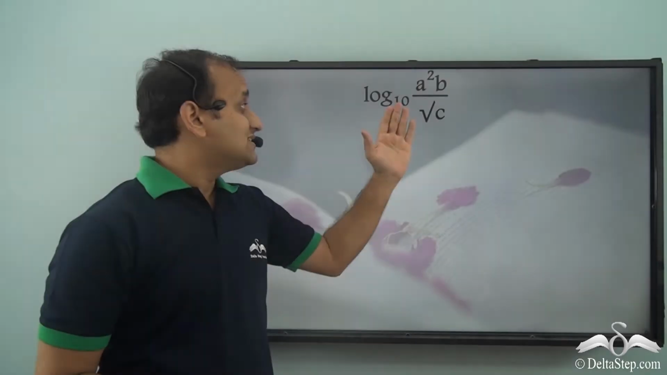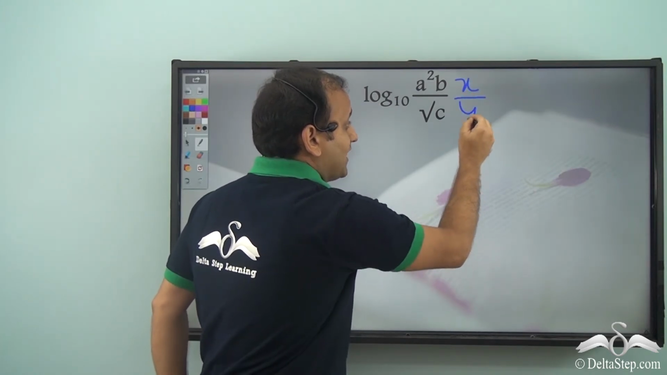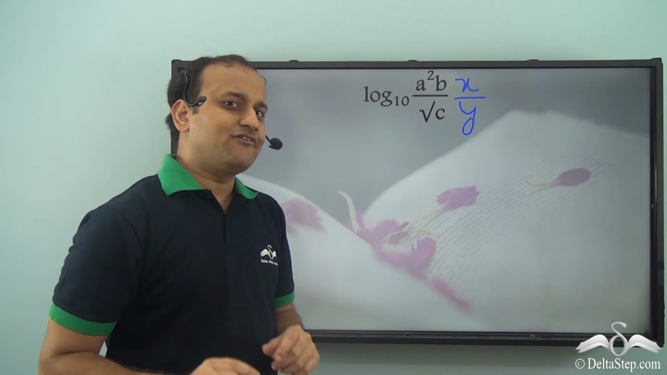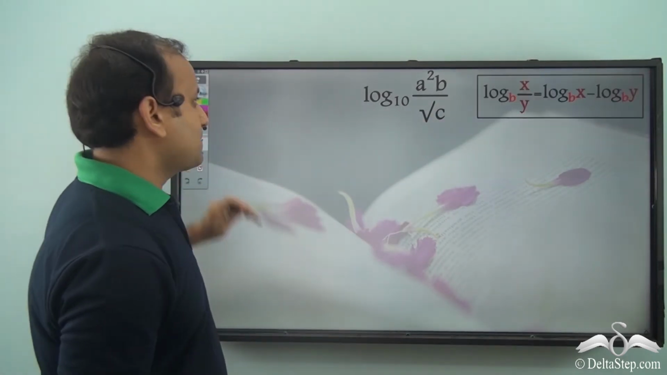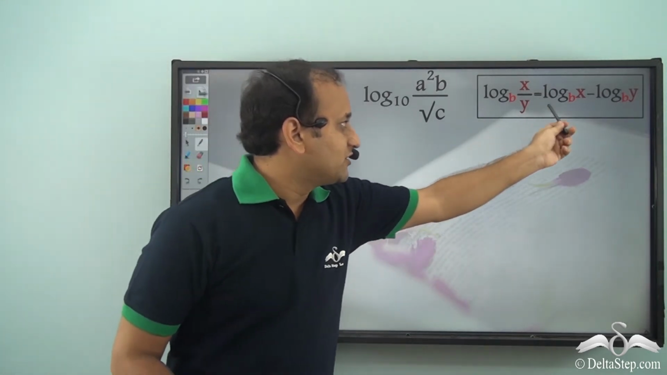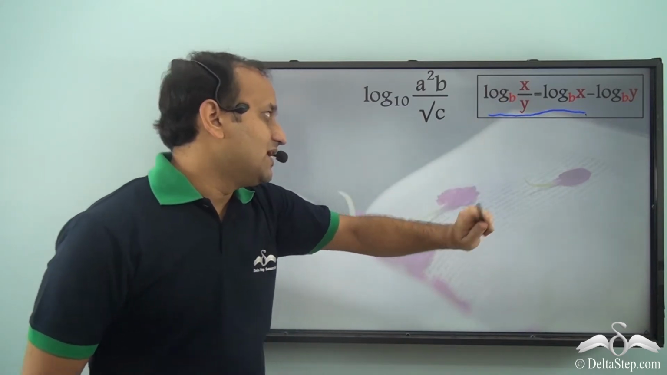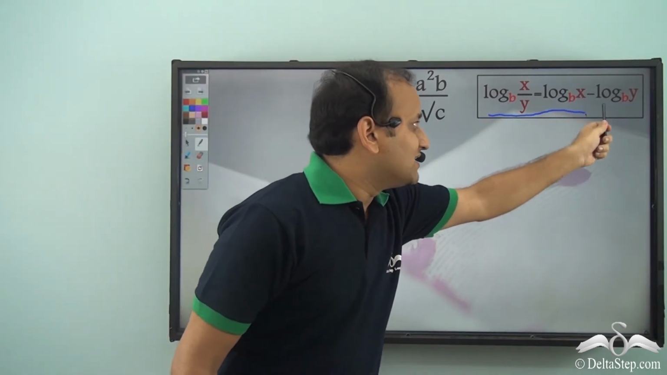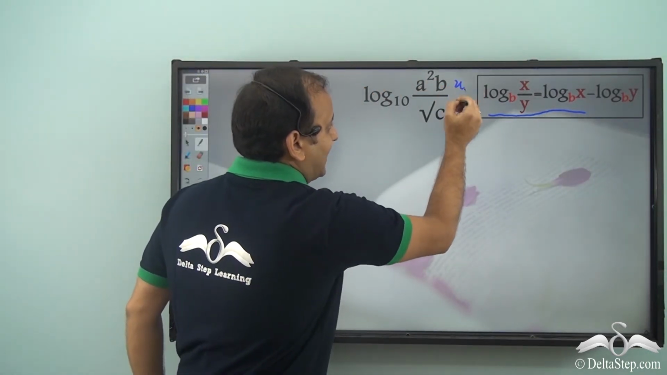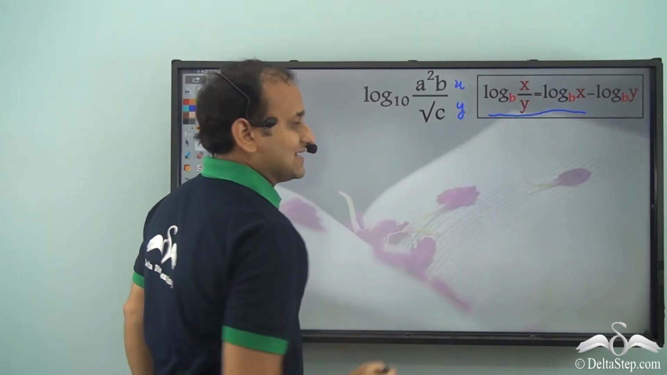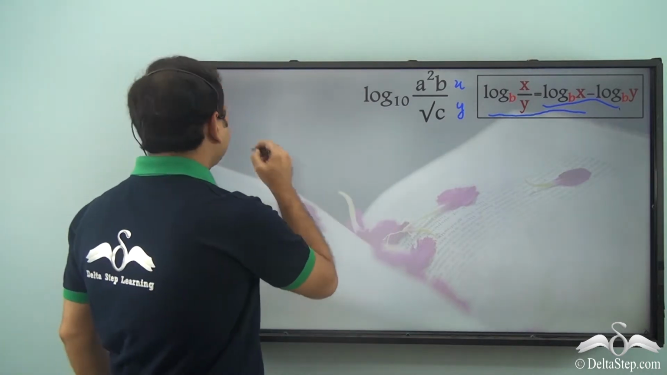Let's see. Do you think this is in the form of x by y? Isn't it? So do we have a law which has this form? Yes, we have. So this can be written as this particular form, which is the quotient law of logarithm. That is log of x by y to the base b is equal to log of x to the base b minus log of y to the base b. So here we have a square b in the form of x and root c in the form of y, isn't it?